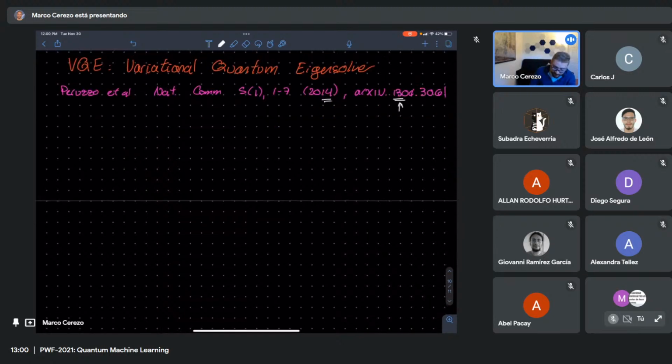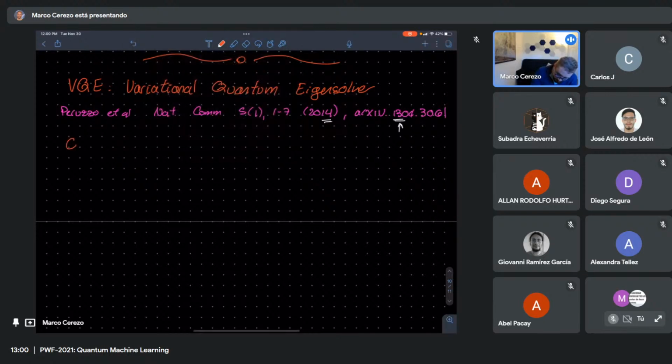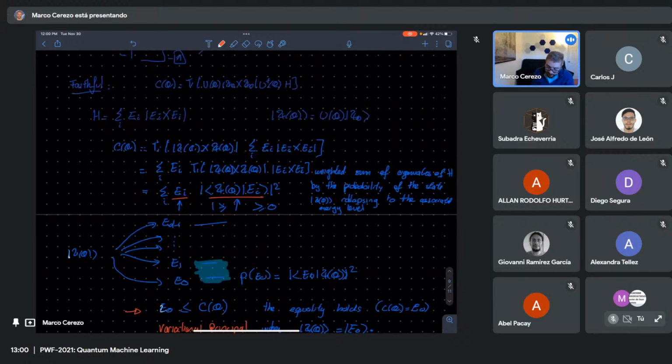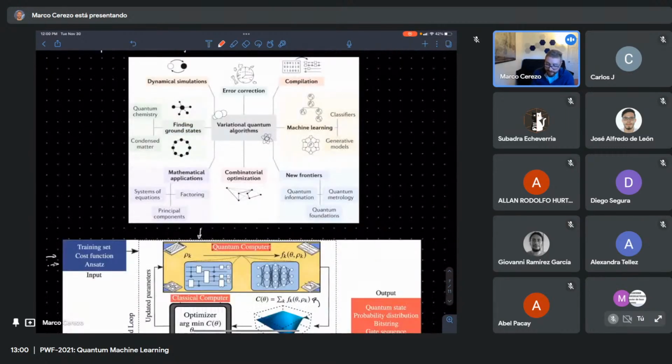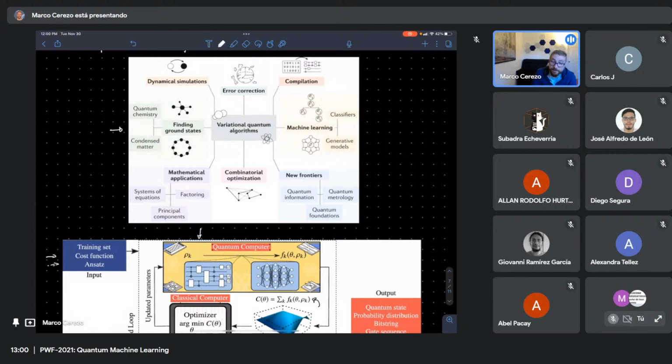So let's think about this. We're going to think about the variational quantum eigensolver in the context of quantum chemistry, because this is the main idea for which this paper was developed. So if we go back here, you're going to see that we are standing in the implementations of variational quantum algorithms right here. We've been talking about finding ground states. What is the ground state? How is the ground state important? Well, in this case, it's going to be quantum chemistry.